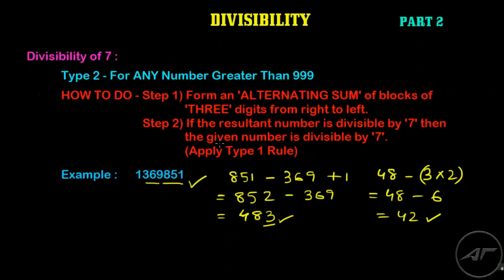So for any number greater than 999, we'll have to use two steps. Form an alternating sum of blocks of 3 digits from right to left, 1, 2, 3, any number of blocks, and then perform an alternating sum. What you get as the result, you have to check whether that number is divisible by 7 or not. Now to check that, we will use the type 1 approach. Using that approach, we found out that if it is divisible by 7, therefore this entire number is divisible by 7. It's that easy. Now let's check out for divisibility of 13.